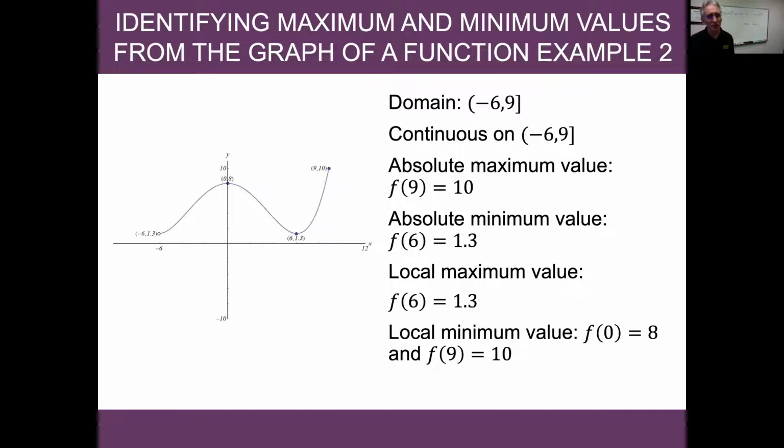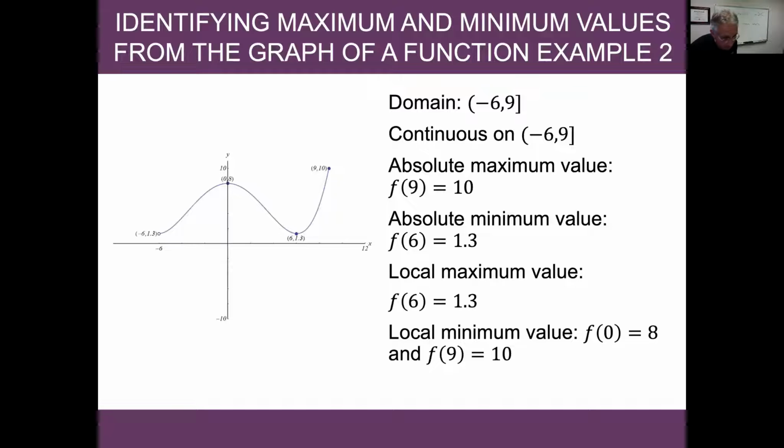The absolute maximum value of that function does not happen where the curve is going through the y-axis. There's a relative max there, but if you go over to x equals 9, you go up higher. Therefore, the absolute max occurs at x equals 9, and the absolute maximum value is 10. The absolute maximum value of 10 occurs at x equals 9.